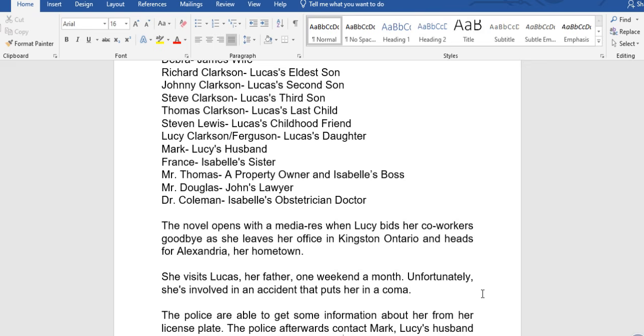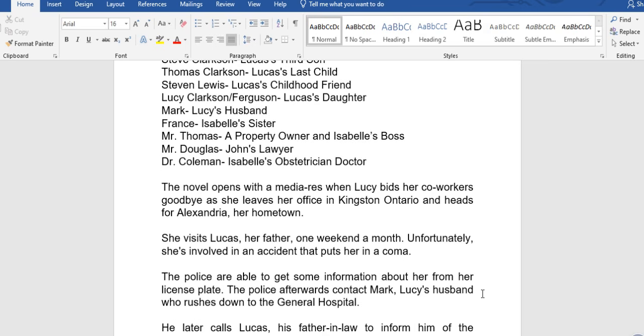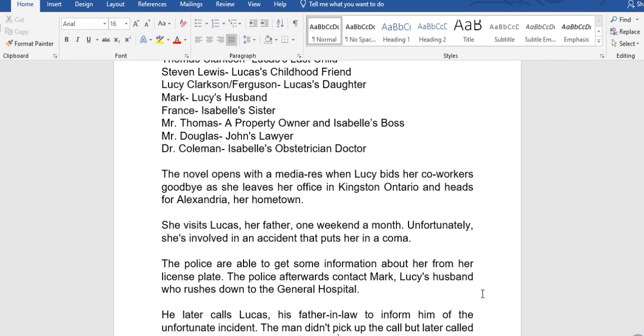Stephen Lewis, Lucas' childhood friend. Lucy Clarkson, Ferguson when she gets married. She is now referred to as Lucy Ferguson, that is Lucas' daughter. Mark is Lucy's husband. Frances is Isabel's sister. Mr. Thomas is a property owner and Isabel's boss. Mr. Douglas is John's lawyer. Dr. Coleman is Isabel's obstetrician. We'll see some other doctors in the novel.